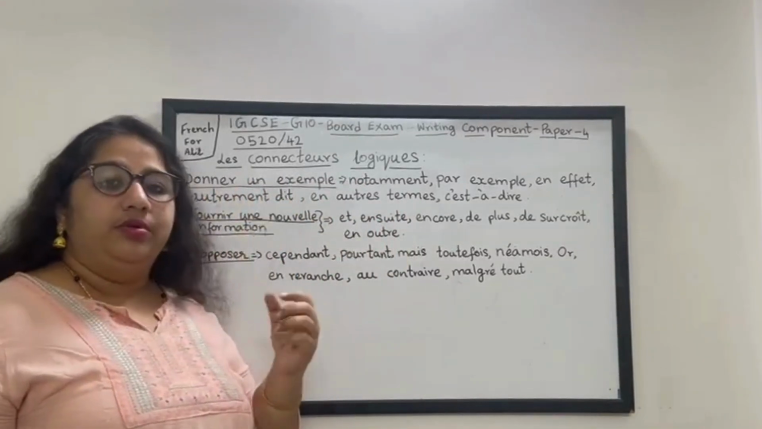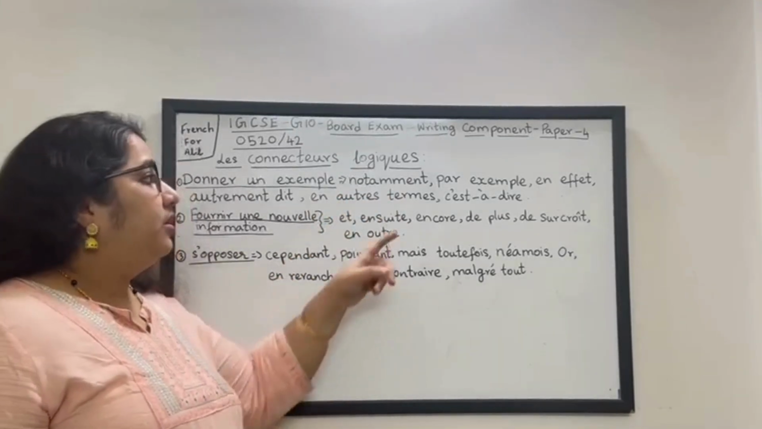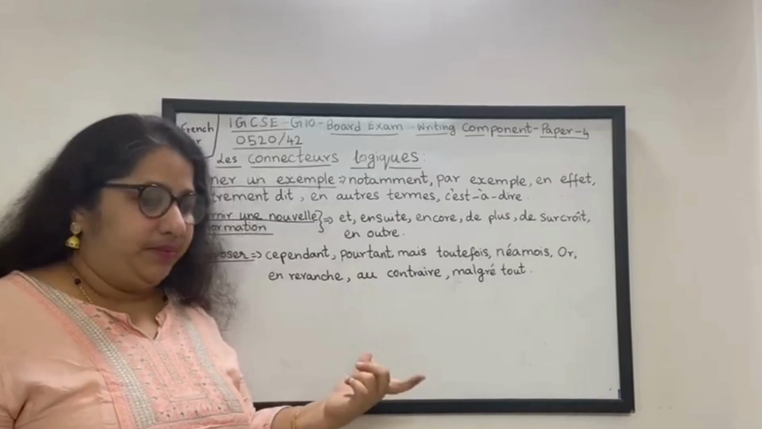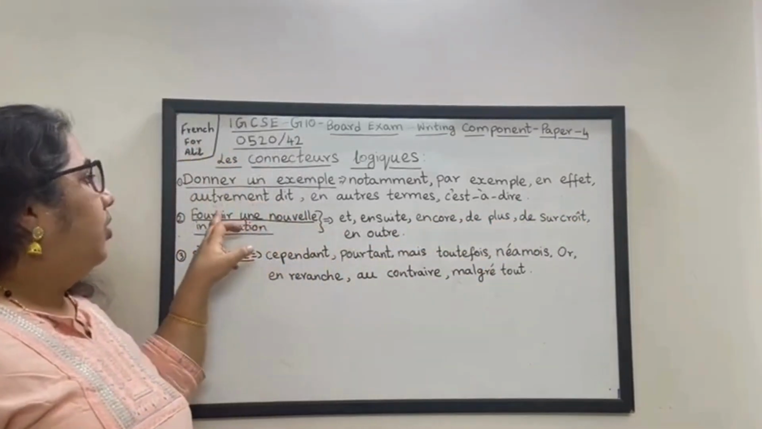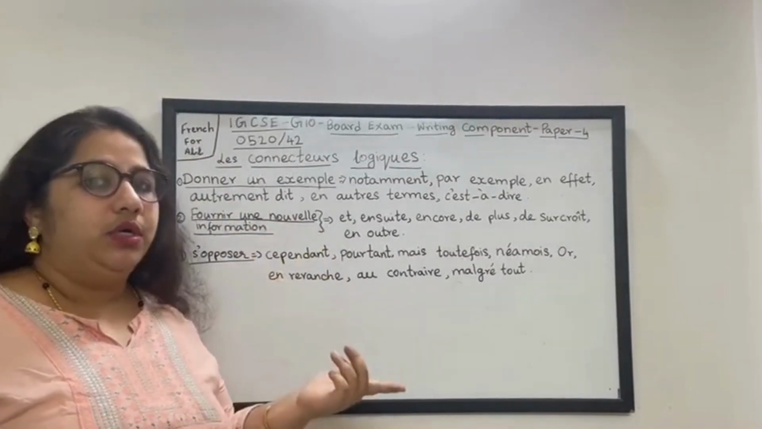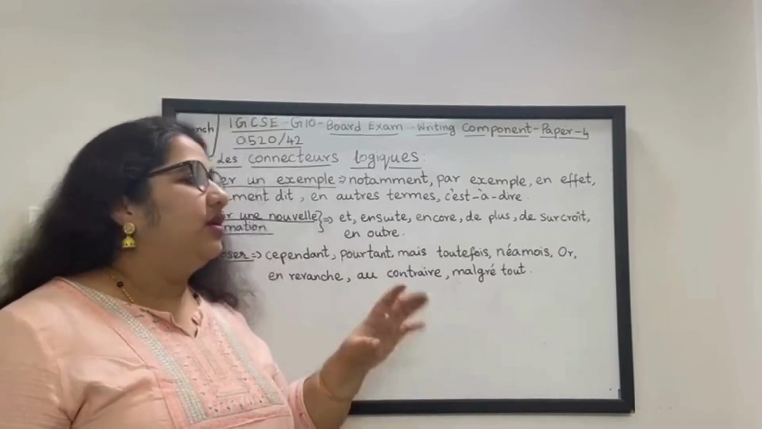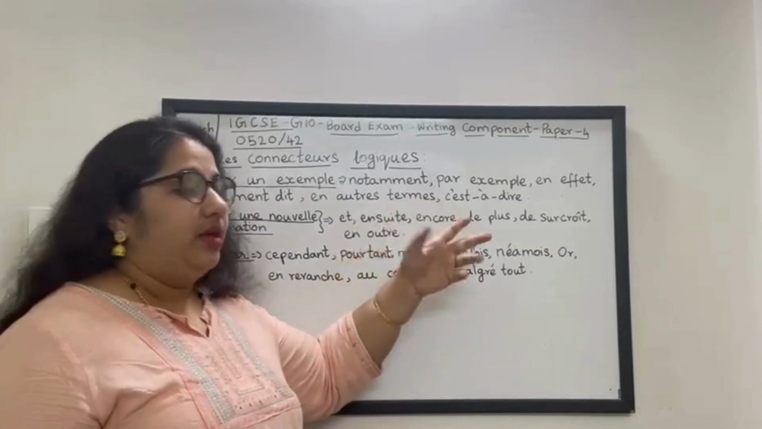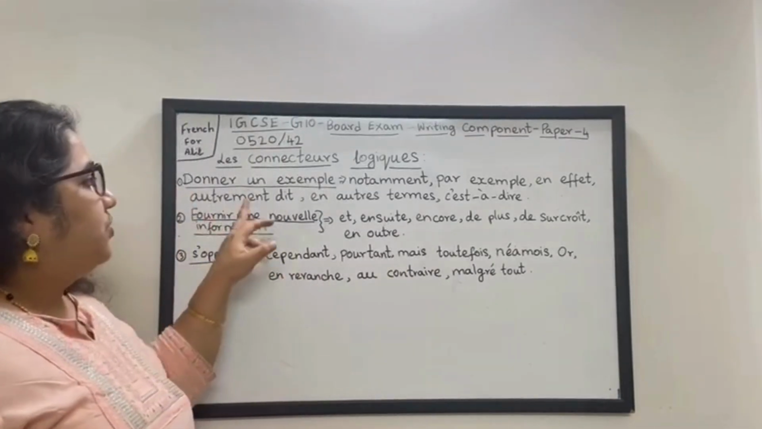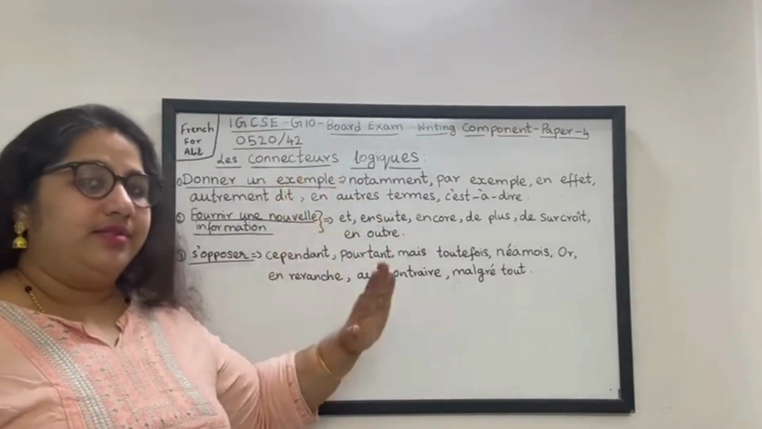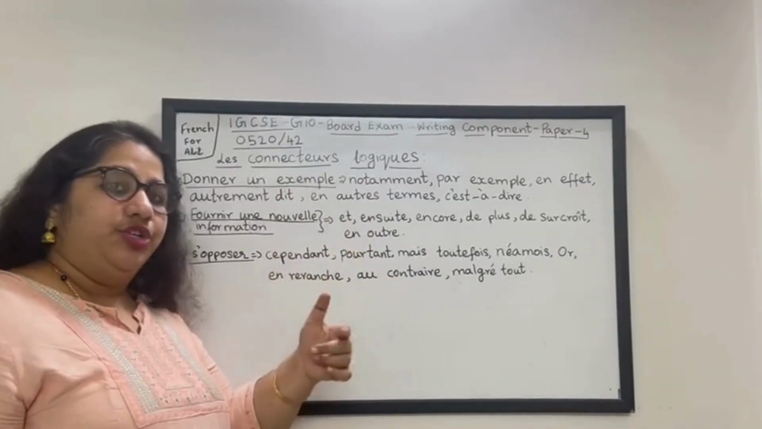Donner un exemple, to give an example, we use notamment, notably, par exemple, for example, en effet, in fact, autrement dit, to tell in other words, okay, en d'autres termes, in other terms, and then you will say your reason, your example. C'est-à-dire, that means, okay, right. So this is to give the examples. These are the ways you can introduce the examples in your text.